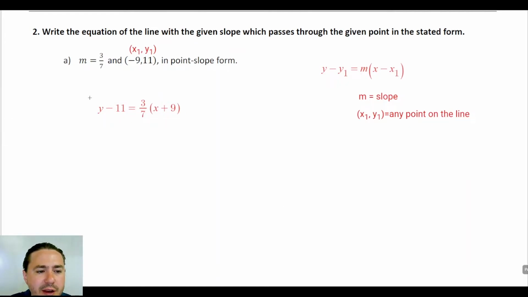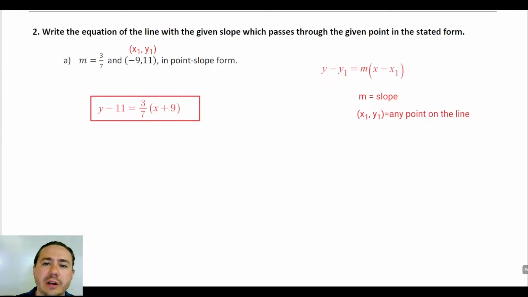Now, in some cases, I might ask you to go ahead and rewrite this in slope-intercept form, which we haven't talked about yet here, but which is written as y equals mx plus b. And if I were to ask you to do that, the way you would get there is to multiply the 3/7 over and then add 11, and then you'd have it. So there's 2a.